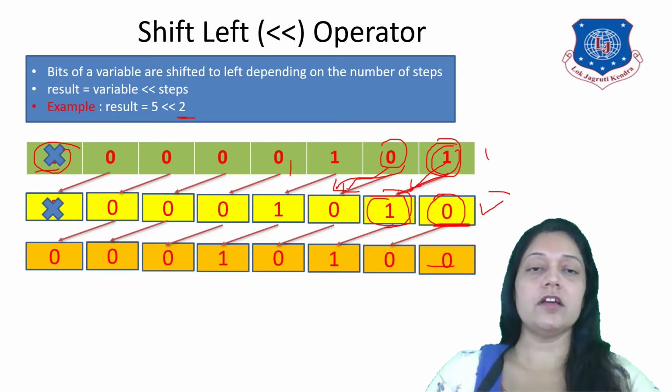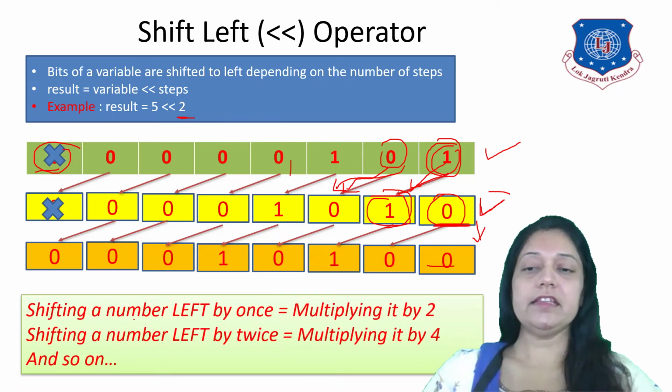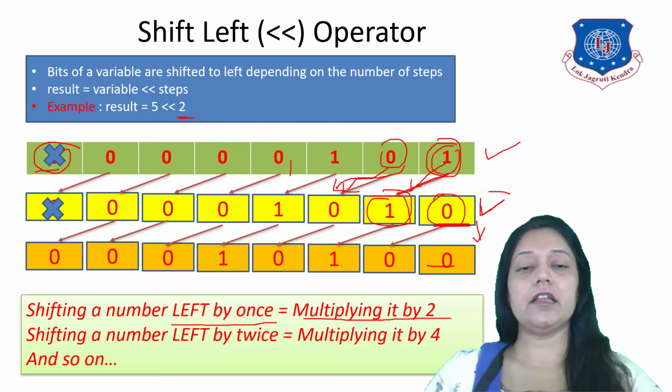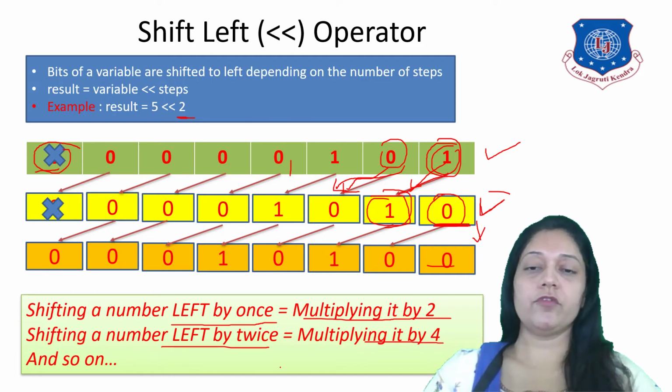So you can see this was the original value which was shifted once, and instead of 101 I got 1010. When I shifted a second time I got 10100. It means if you shift the number left once, you are multiplying the number by 2. If you shift a number twice, you are multiplying the number by 4. If you shift the number thrice, you are multiplying the number by 8, and so on.